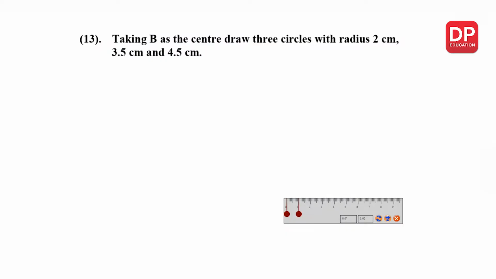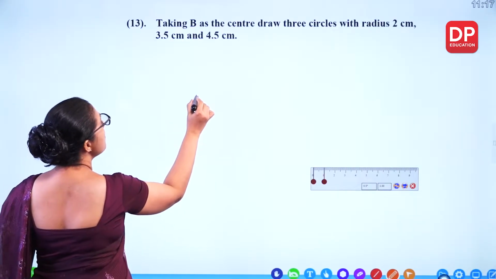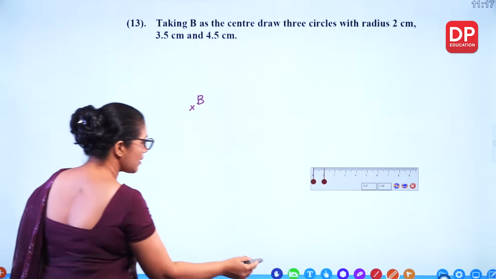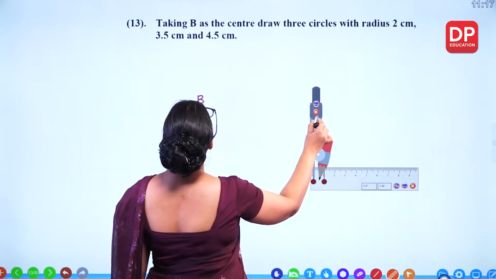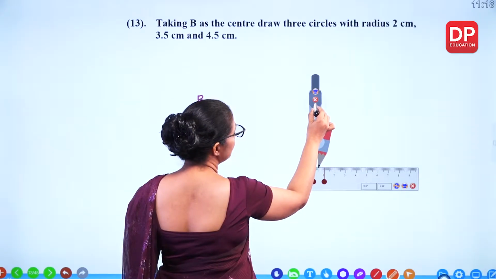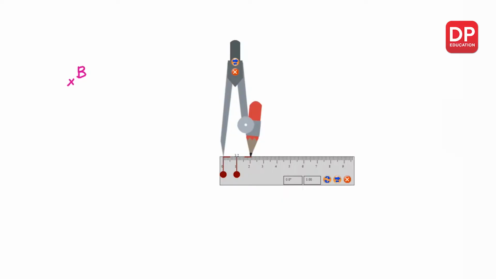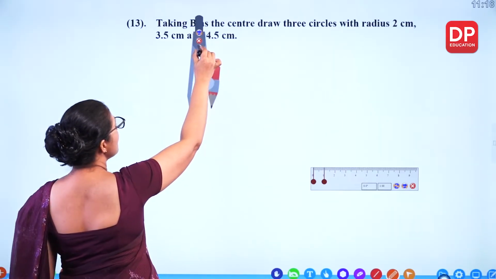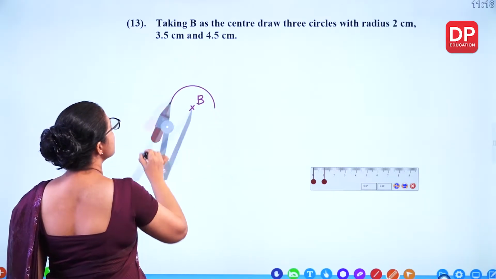Taking B as the center, draw 3 circles with radius 2, 3.5 and 4.5. So we need the center B. Take the compass. First we'll draw with 2 centimeter length. Take 2 centimeters and you can draw the circle first. That's 2 centimeter radius. That's the first circle.